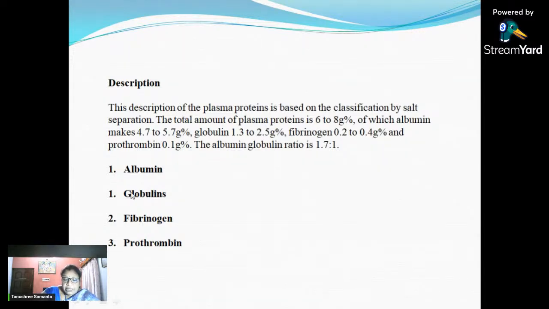And this albumin is an ellipsoid particle which is about 69,000 in molecular weight, and it is being continuously produced by the liver. It has a half-life of about 19 days, and it plays a very important role in maintaining the osmotic tension of the plasma. Whereas the globulins are elongated substances which have a molecular weight of about 90,000 to 156,000, and as has been told earlier, they have divisions, types or groups.